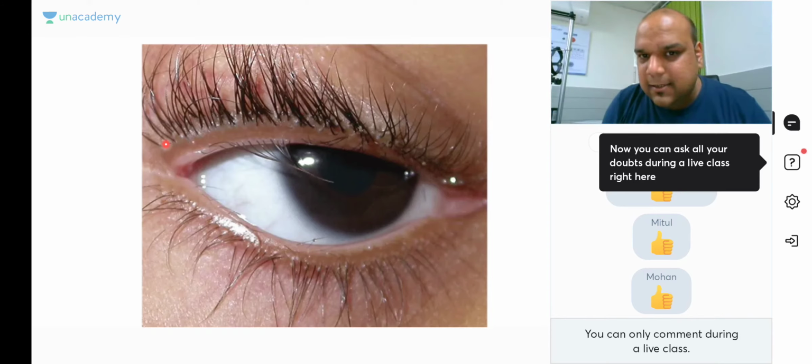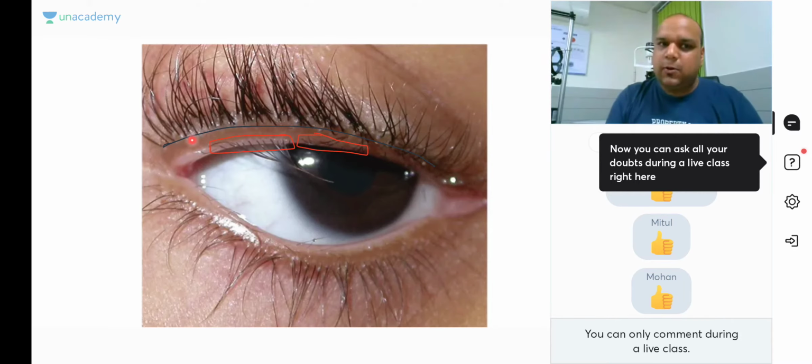This is the normal row of eyelashes, okay, at the anterior lid margin, and then you will be able to see a partial second row of eyelashes here. Some eyelashes present here also. Okay, so row number 1 and extra posterior row of eyelashes, row number 2. So thus this is a case of dystichiasis.